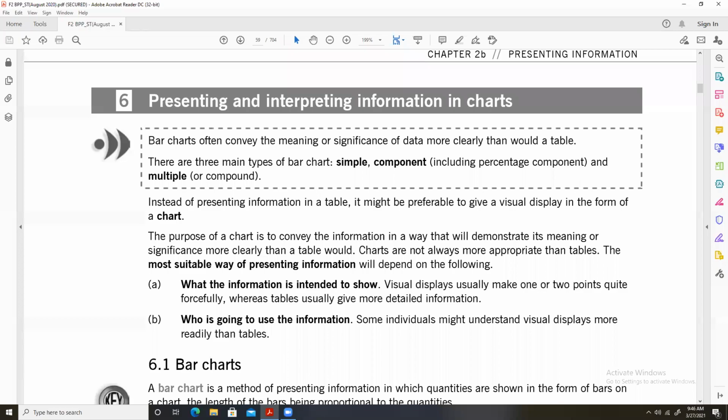Hello everyone, I am Muhid Ahmed Siddiqui, and in this video I will tell you a very interesting point about presenting information in charts in the FA2 exam.